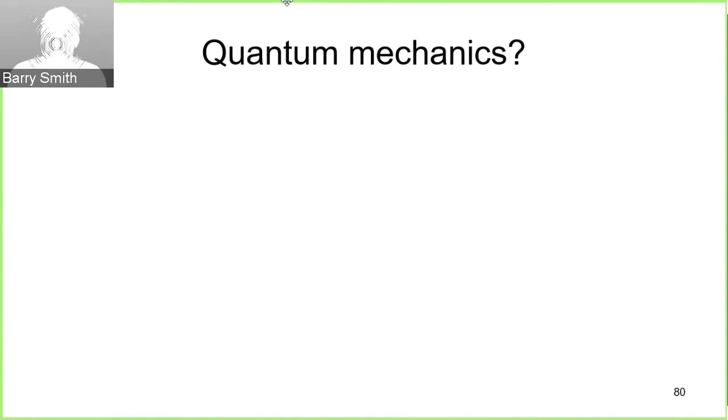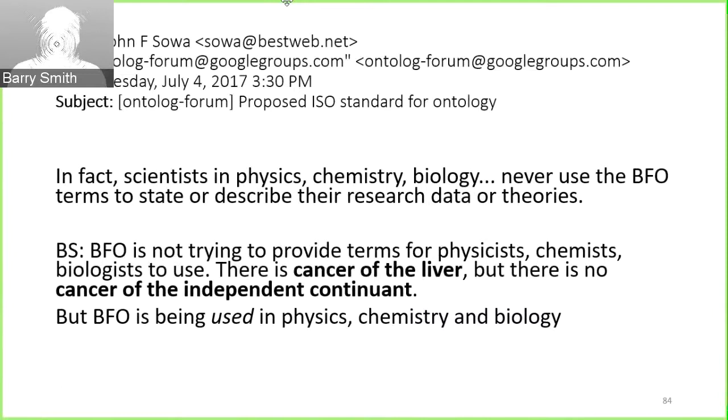Now, then comes John. So this was in 2017. Scientists in physics, chemistry, biology never use the BFO terms to state or describe their research data or theory. We're not trying to provide terms for scientists. That's not our job. There is cancer of the liver, but there is no cancer of the independent continuant. So that's not what we're trying to do.